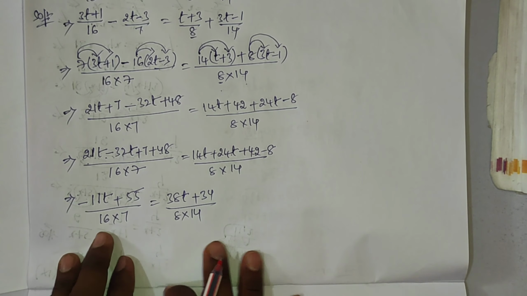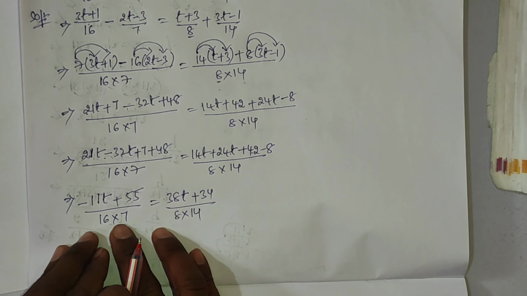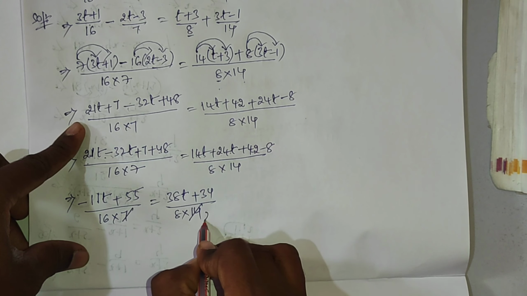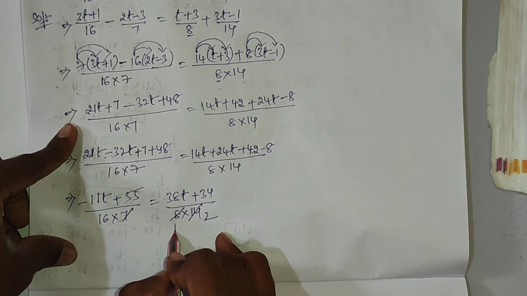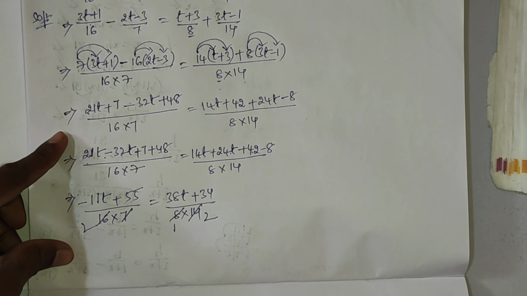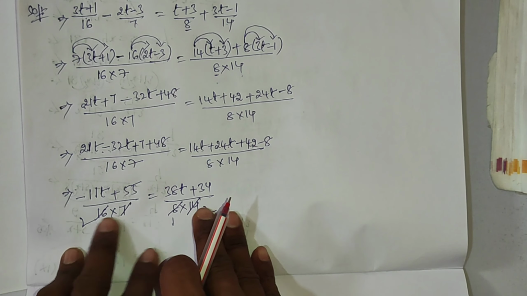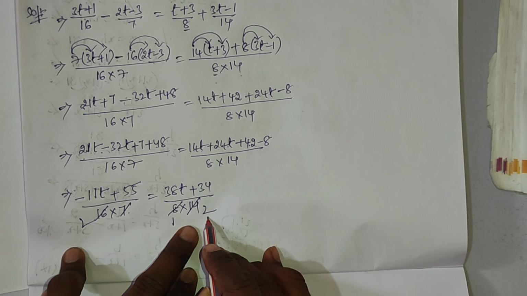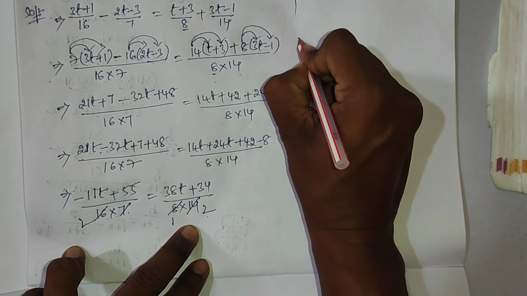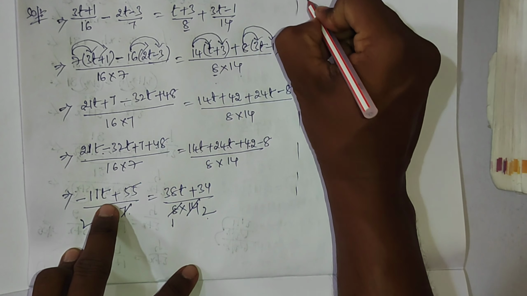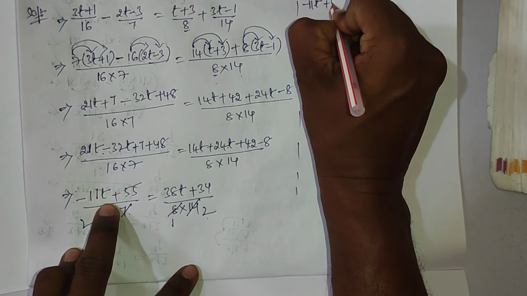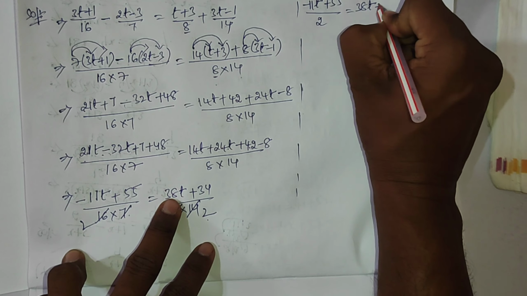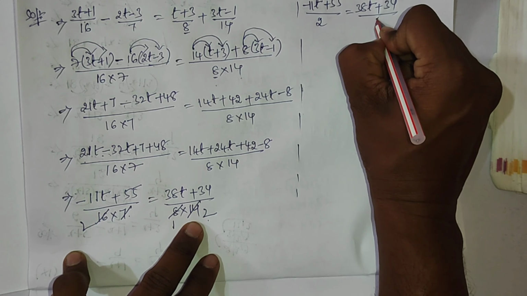Now again, what am I doing here? These are equal terms, right? I am cancelling the denominators here. If you observe clearly, 7 1s are 7 and 7 2s are 14. 8 1s are 8 and 8 2s are 16. Clear? Equal terms, the denominators I am cancelling here. Then what did we get here? We got minus 11t plus 55 by 2 is equal to 38t plus 34 by 2.